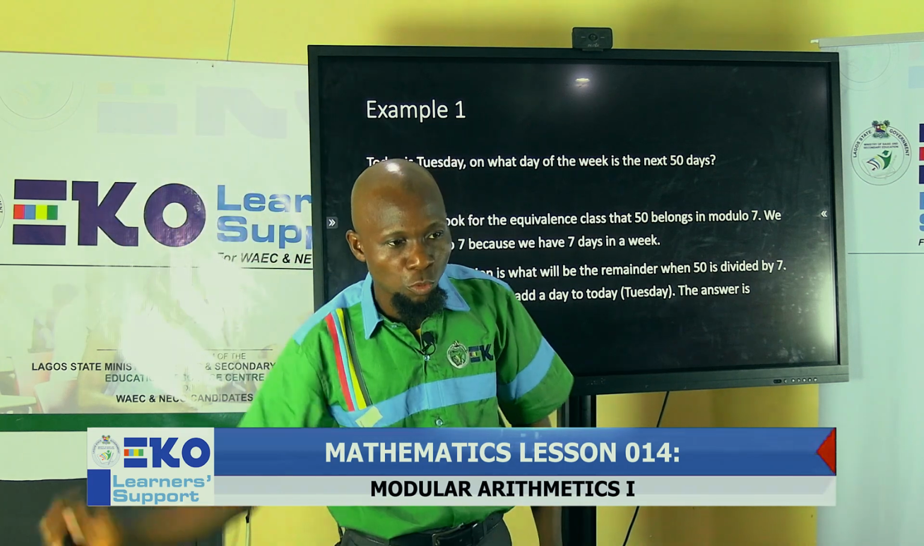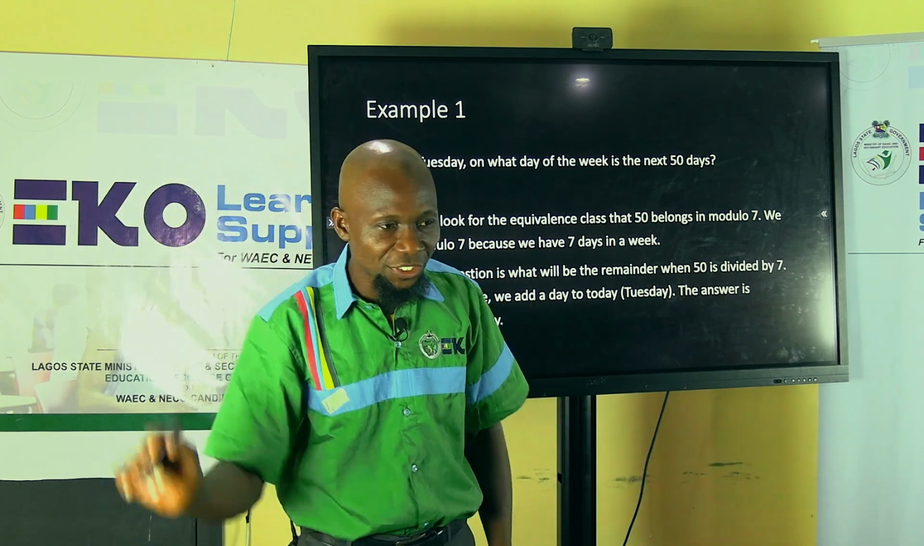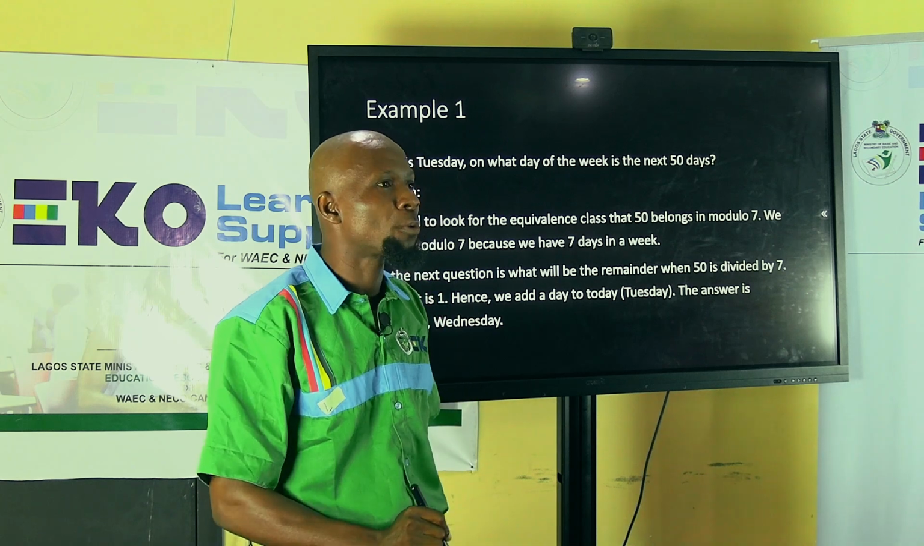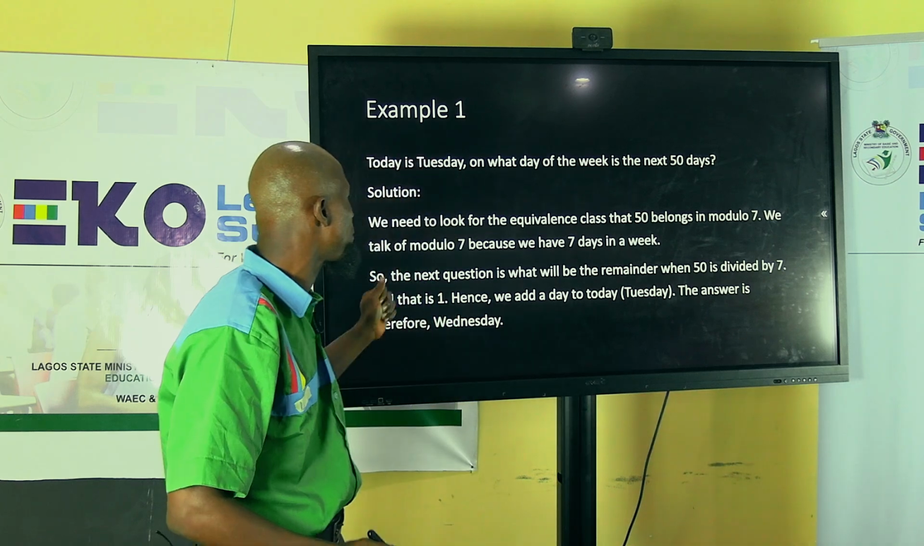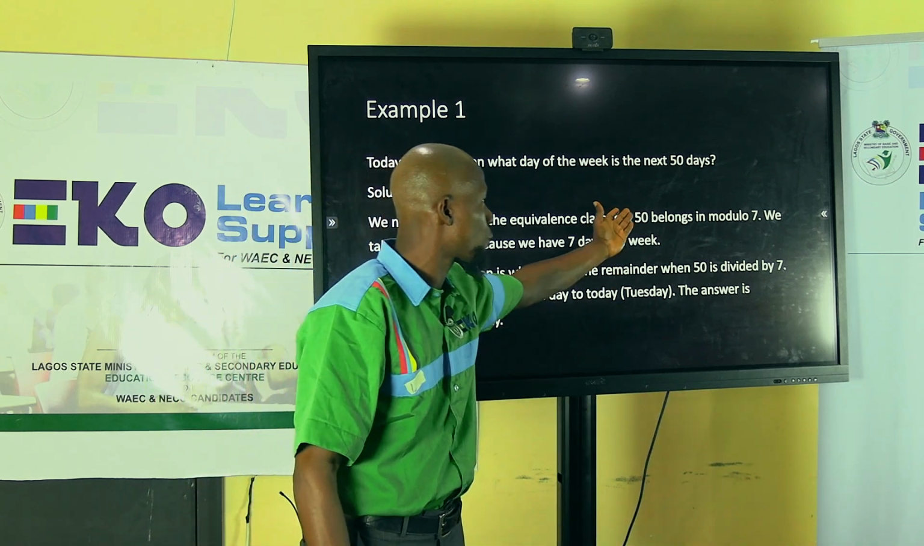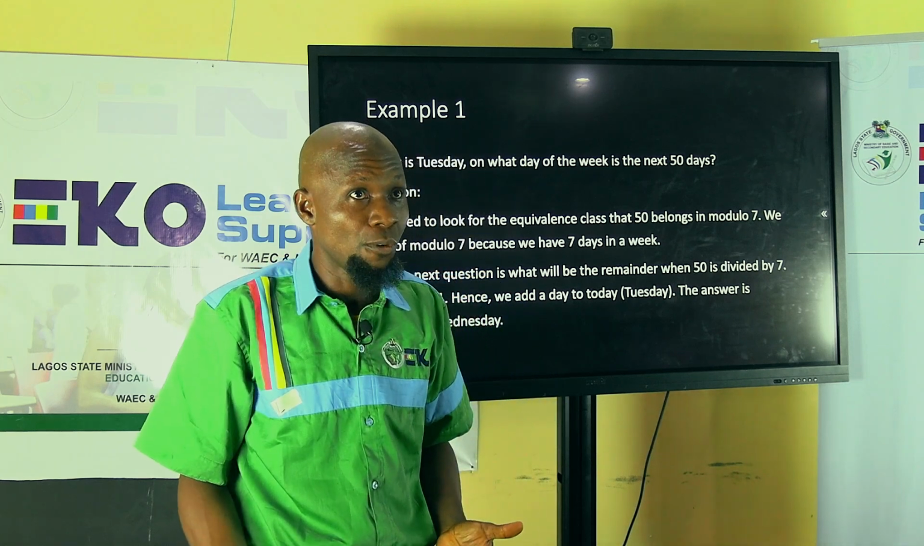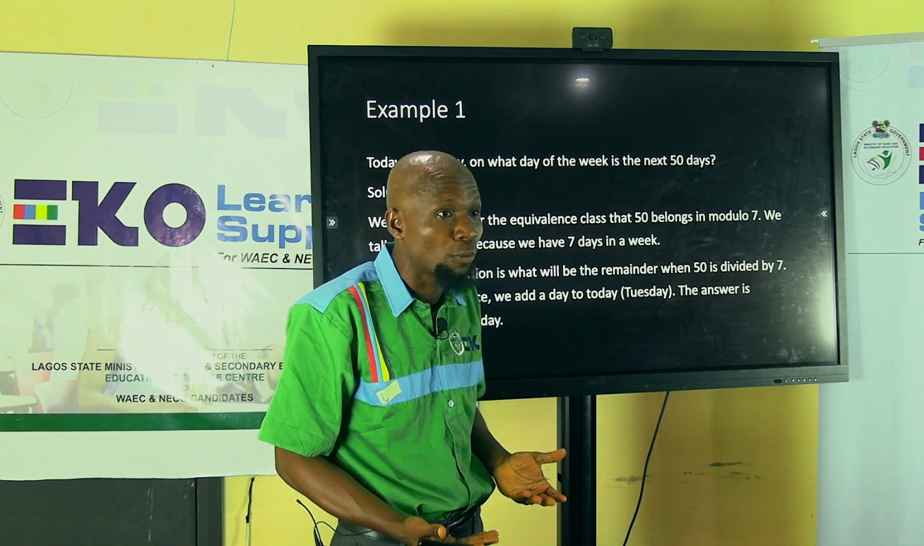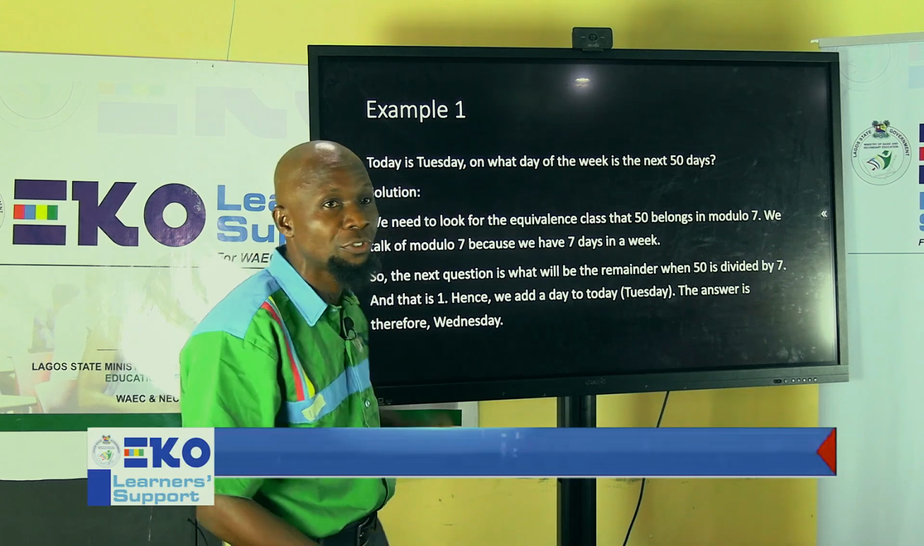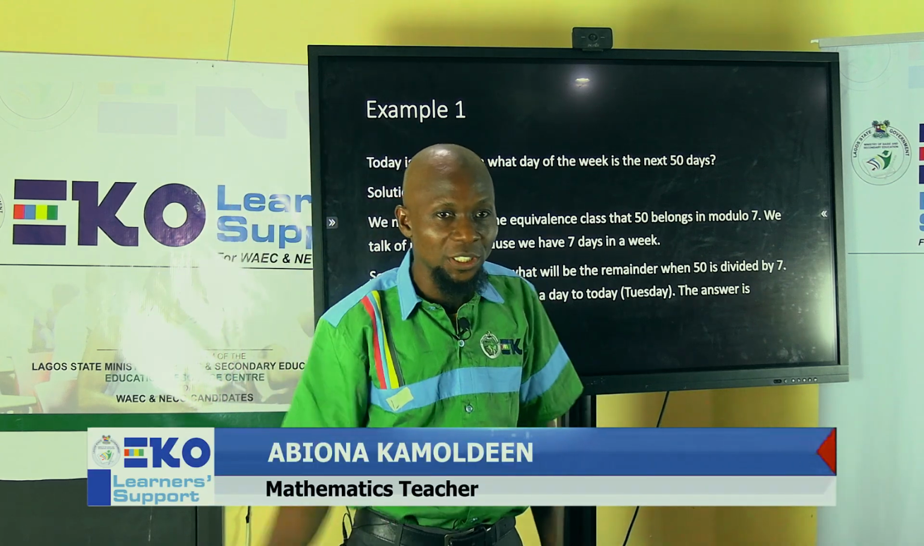After 7 days, we go back to Monday. So let's look for the multiples of 7 that is close to 50. And the multiple of 7 that is close is 49. So if you are starting from Tuesday, it means the next 49 days.